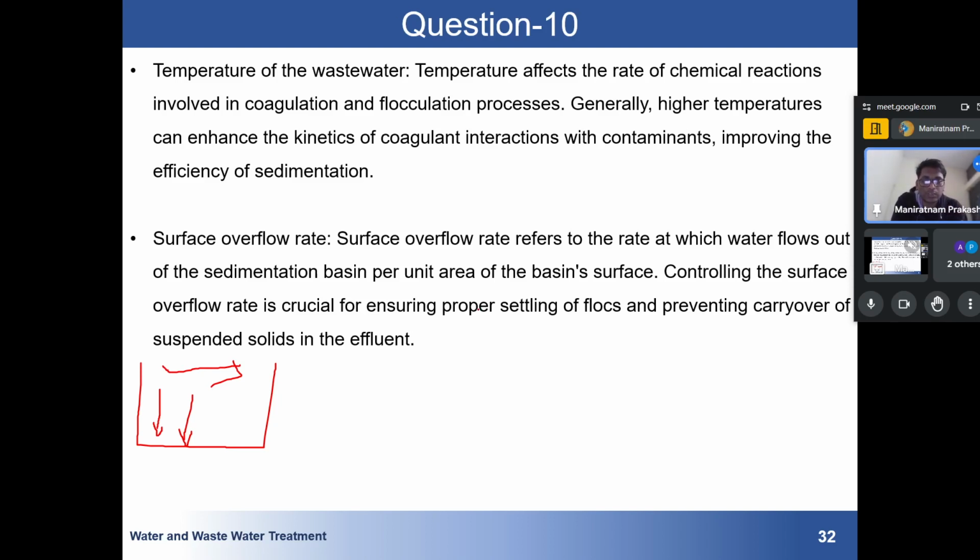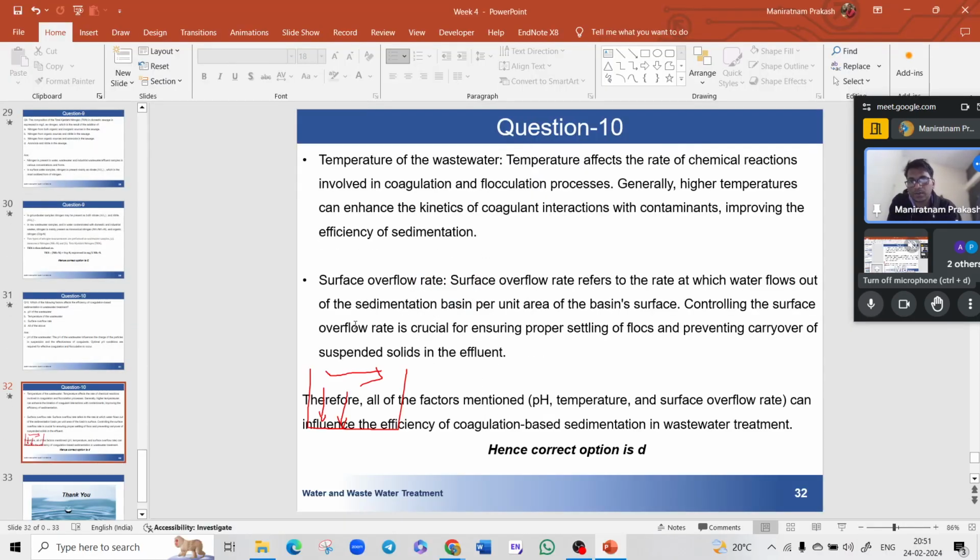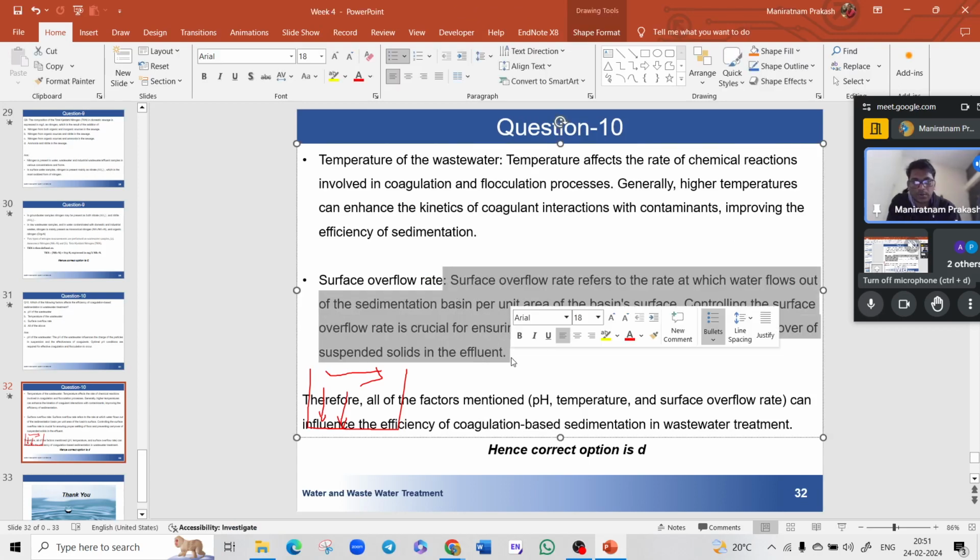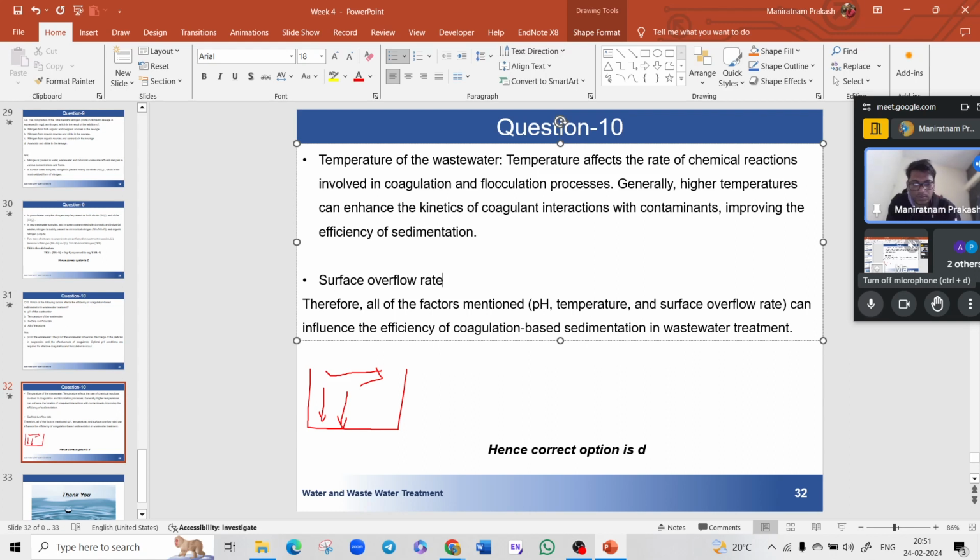Okay. So the SOR refers to the rate at which water flows out of the sedimentation basin per unit area of the basin surface. Controlling the surface overflow rate is crucial for ensuring proper settling of the flocs, preventing the carryover of suspended solids. I think I have written it wrongly here. This is wrong. This is not correct. When we talk about SOR, we do not talk about this basin thing.